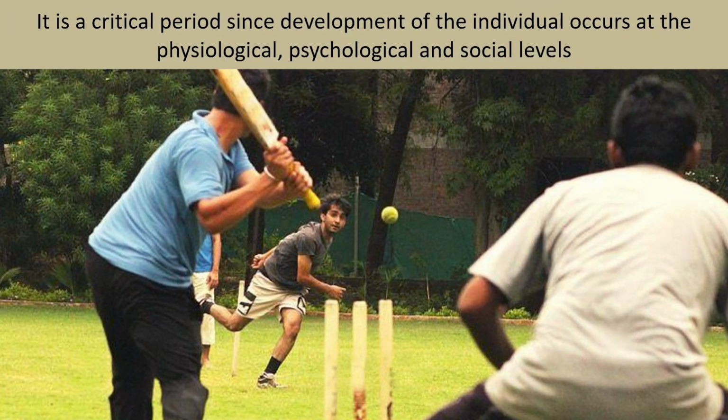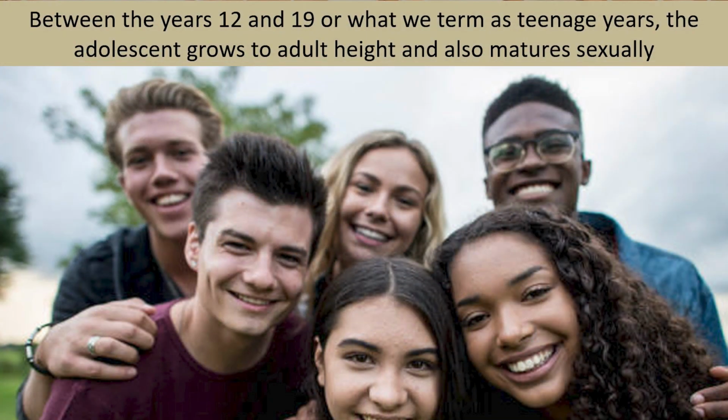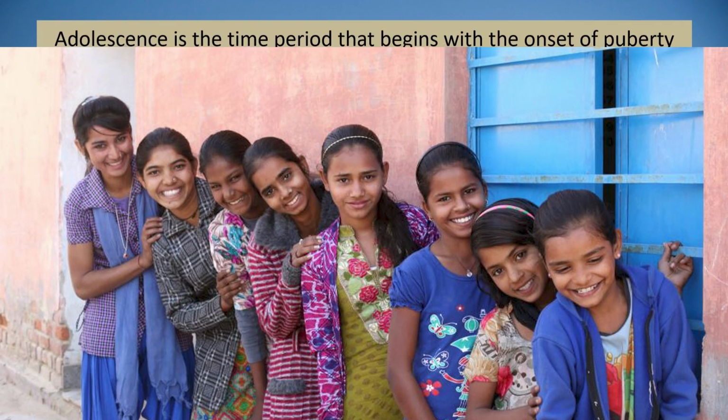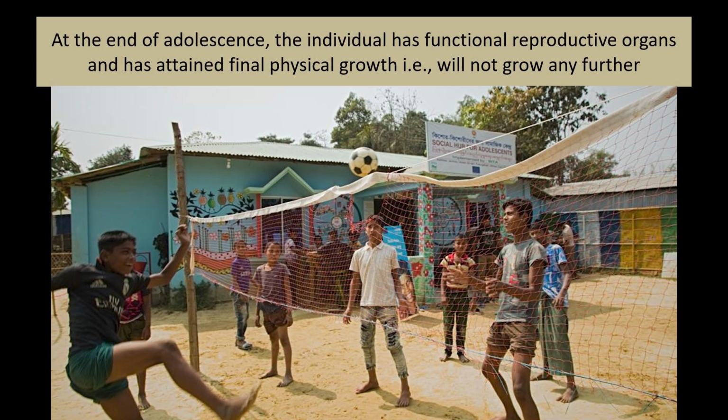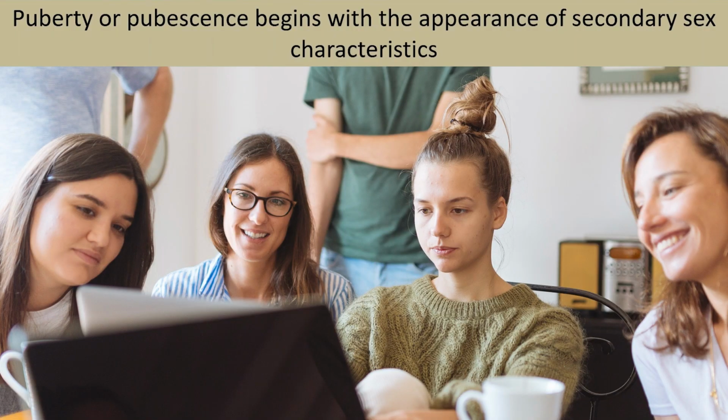It is a critical period since the development of the individual occurs at the physiological, psychological and the social levels. Between 12 to 19 years, or what we term as teenage years, the adolescent grows to adult height and also matures sexually. Adolescence is the time period which begins with the onset of puberty. At the end of adolescence, the individual has functional reproductive organs and has attained final physical growth, that is, will not grow any further in height, whereas the weight will change, they will gain more weight as they age. Puberty or pubescence begins with the appearance of secondary sex characteristics.